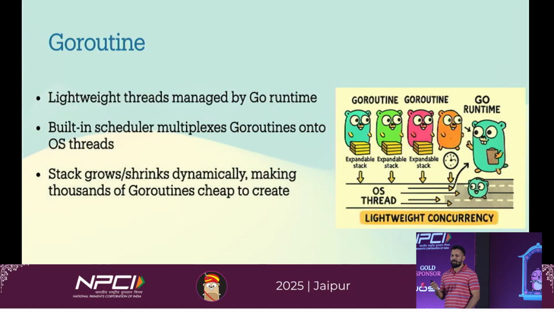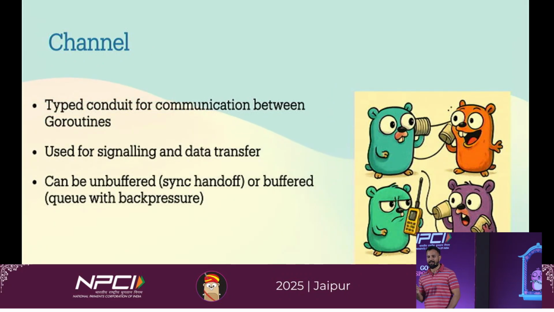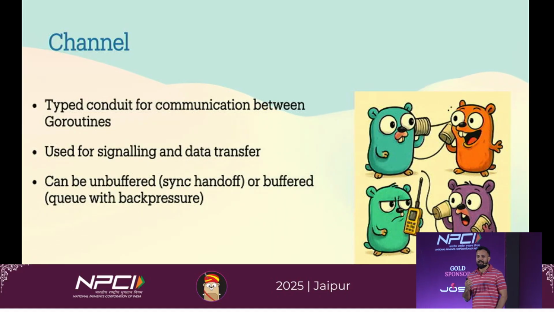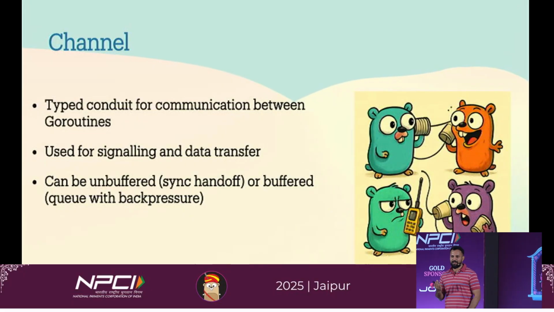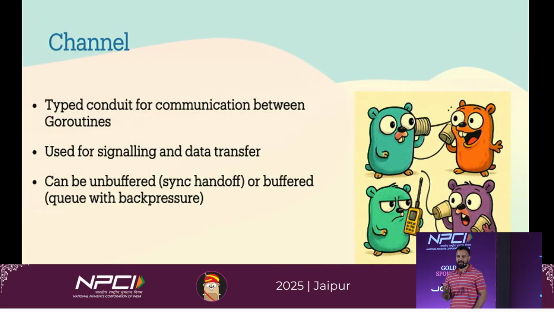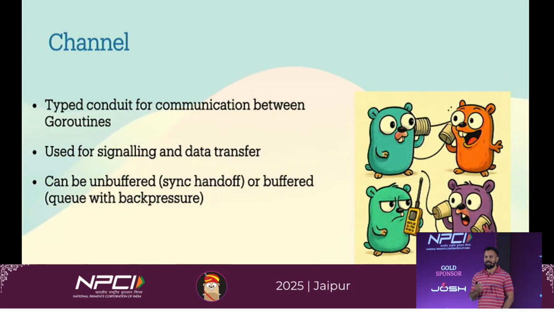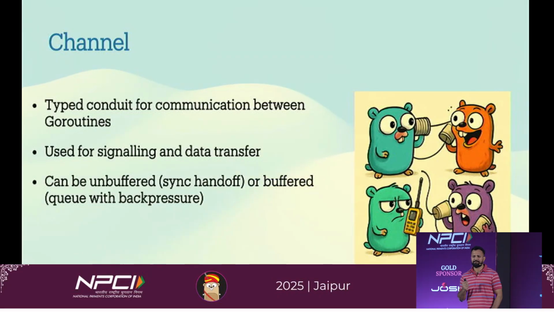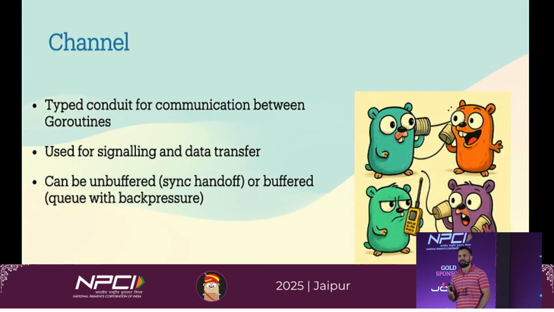Moving on to the next primitive, which is the channel. Now we have all of these Go routines created, and there needs to be a medium to communicate between each of them. That's where the channel comes into play. A channel is nothing but a typed conduit for communication between these Go routines, and mostly you use them for signaling and data transfer. These can be unbuffered if you want something like a synchronized handoff, or they can be buffered if you want to achieve something like a queue with back pressure.